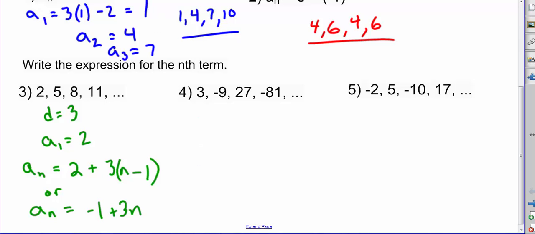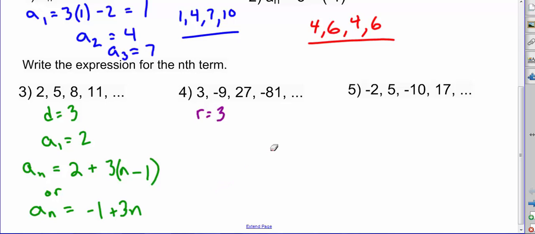This one is not linear. This one is geometric. In other words, we're multiplying by the same thing every time. In this case, what we're multiplying by, it's a common ratio, so we use this r term to represent that. We are multiplying by 3.